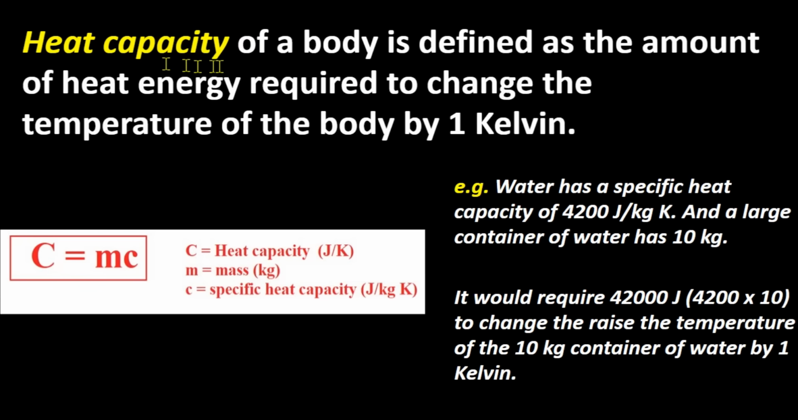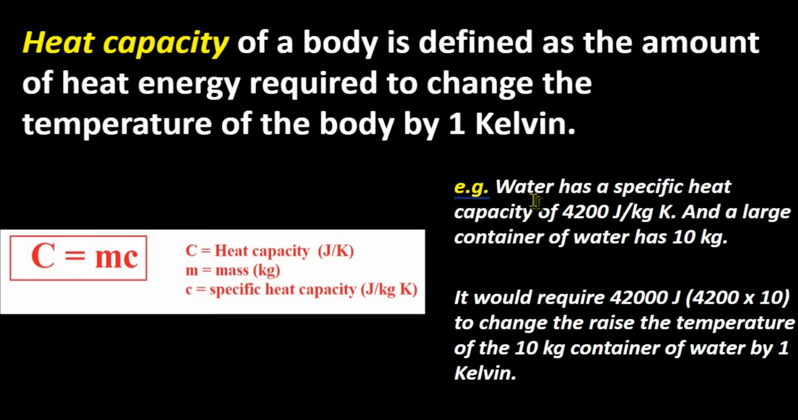Heat capacity, on the other hand, of a body is defined as the amount of heat energy required to change the temperature of the body by 1 Kelvin. In this case here, we are talking about a body instead of a material, so it's not per kilogram. The formula is given as capital C is equal to mc. Capital C is heat capacity and lowercase c is specific heat capacity.